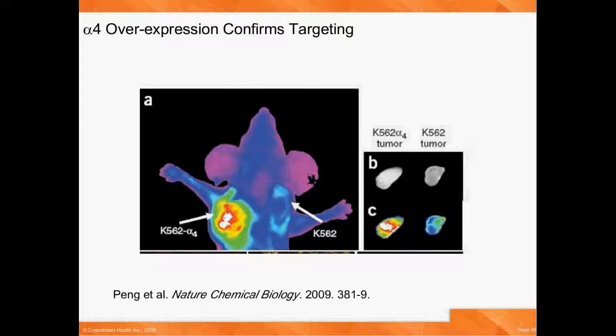Another set of controls that they ran, which are also very good controls, are what I like to call genetic controls. Here, a tumor cell line that's known to be null for the target, in this case alpha-4, is put into the same animal, and then that tumor cell line has been modified such that it now overexpresses alpha-4. So in the same animal with the same dose of probe, you can clearly see that the alpha-4 is being specifically targeted versus just any run-of-the-mill tumor.